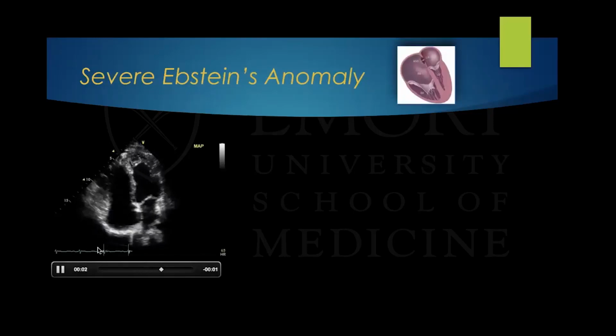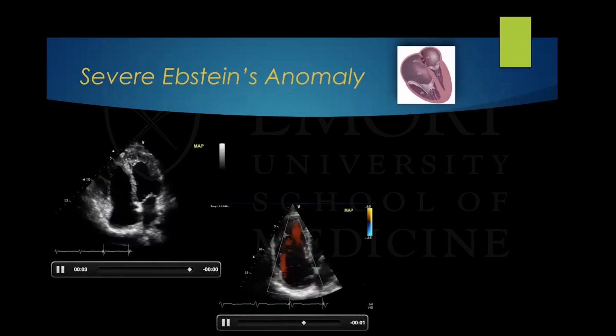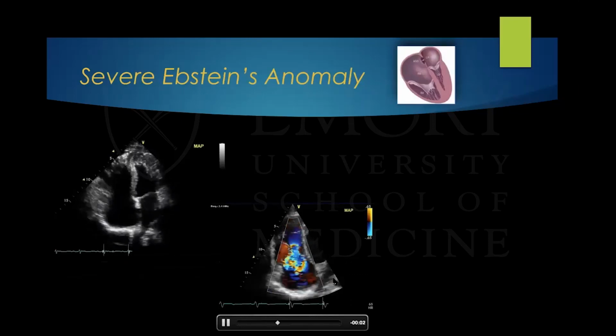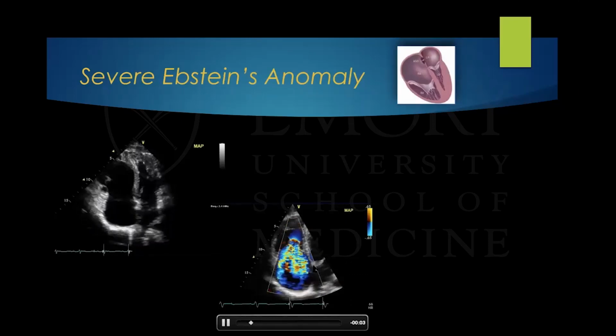In this four-chamber view of the severe Ebstein, you can appreciate that the leaflets are almost at the apex of the right ventricle. So the normal annulus is at this plane. So all this area here of the right ventricle is atrialized. So there is barely any right ventricular function left from a normal anatomy of the right ventricle. And on the color, you can see that there is a significant amount of tricuspid regurgitation, and it's dilated the right atrium because of this.